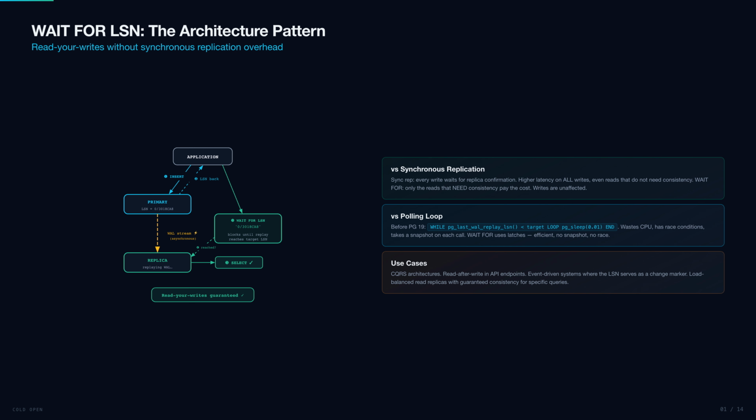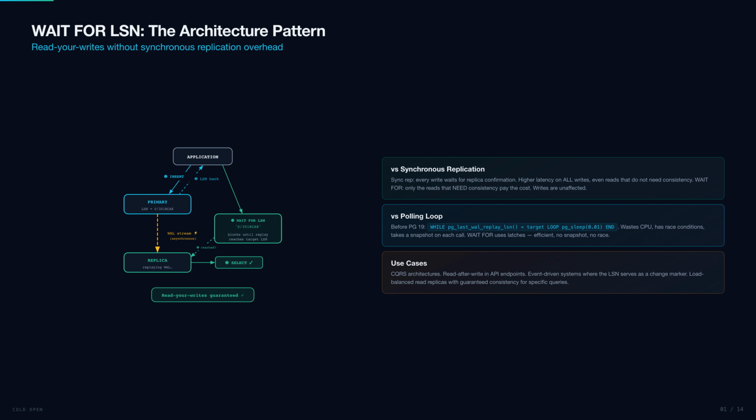Let me compare this to the alternatives. Synchronous replication: every write waits for replica confirmation. Higher latency on all writes, even reads that do not need consistency. With wait for, only the specific reads that need consistency pay the cost. Writes are completely unaffected. Async replication gives you throughput. Wait for gives you consistency, but only when you ask for it.